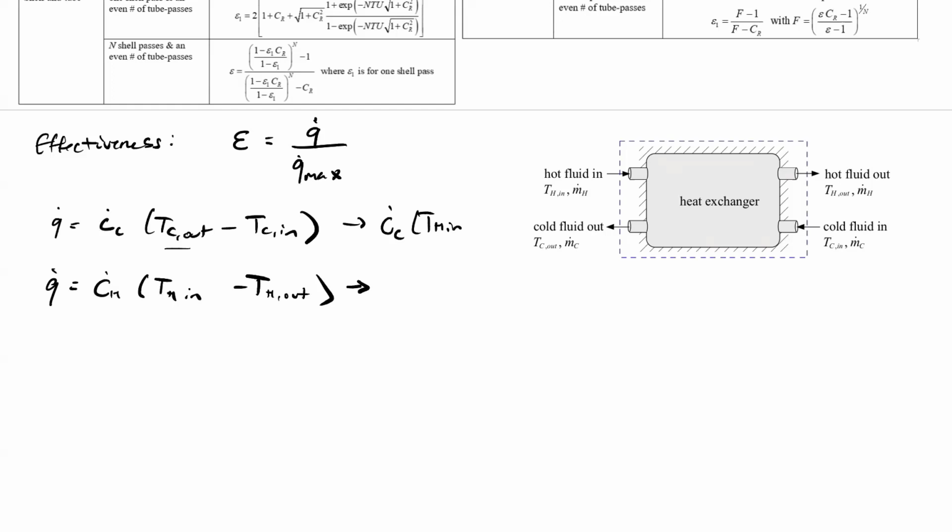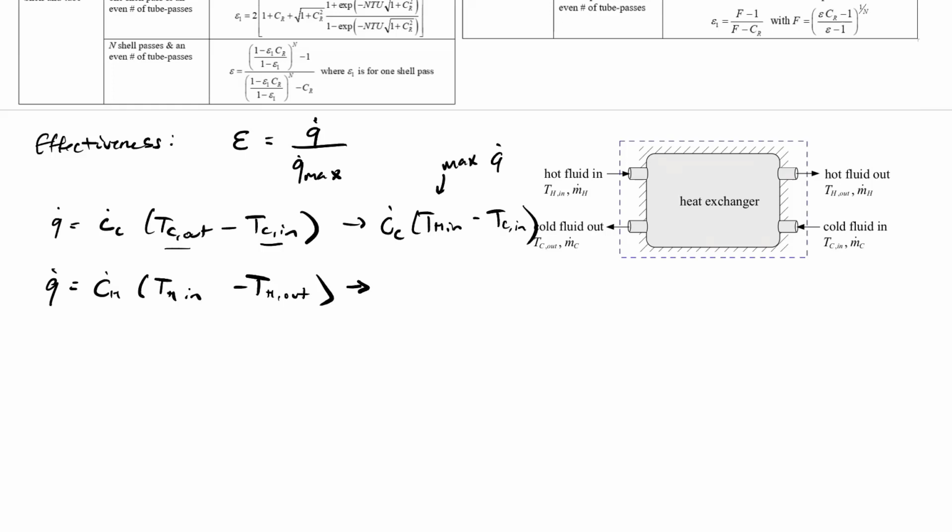That would be the hottest that the cold outlet could possibly get. If my TC in remains constant, that's the coldest we could possibly get. That's the maximum rate of heat transfer you could get in the cold stream. So this is my max Q dot.